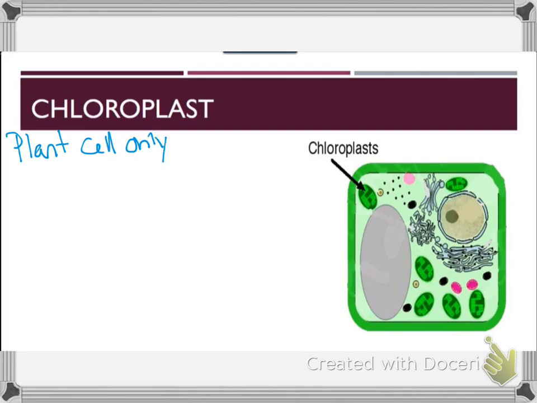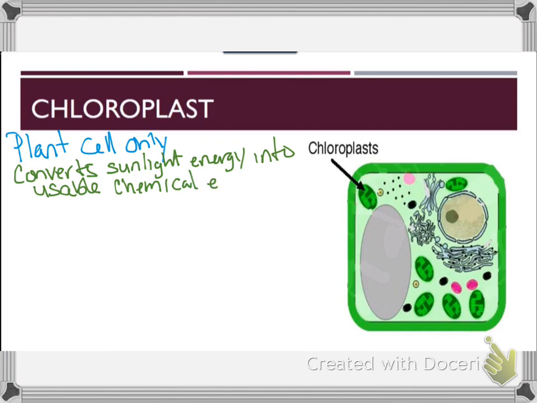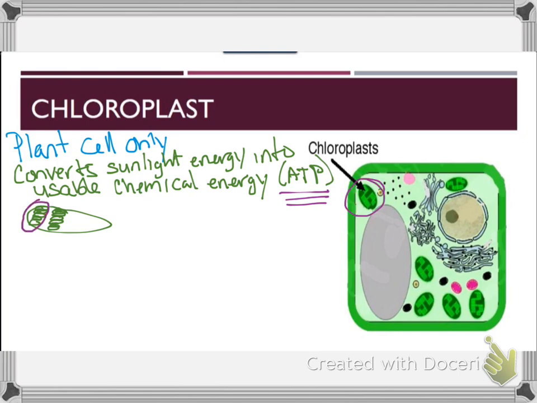Chloroplast. Chloroplast is also only found in plant cells. Chloroplast converts sunlight energy into usable chemical energy. Usable chemical energy is also ATP. And chloroplasts look like jelly beans also, but when you cut them open, they are stacked with all these little circles or buttons. And there's also a ton of these in a cell.